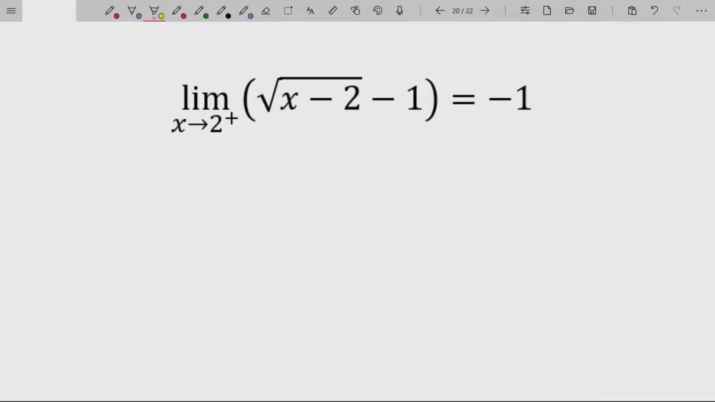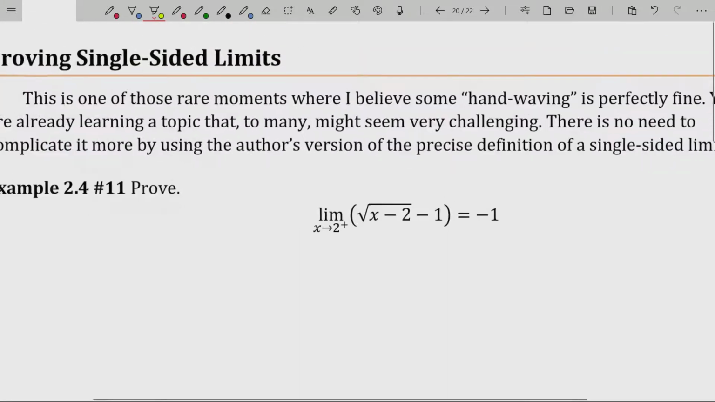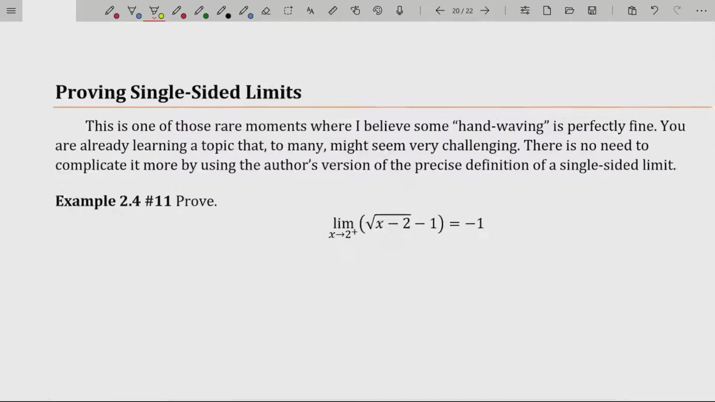So how does that adjust our epsilon delta proof? Well, if you look in a textbook, it does have a sub case for this, but truthfully, this is one of those rare moments where I believe some hand waving is perfectly fine. You're already learning a topic that to many might seem very challenging. There's no need to complicate it more by using a textbook version of the precise definition of the limit for a single-sided limit. So instead of worrying about the textbook definition, I will just say, use the same epsilon delta proof that you would normally use.